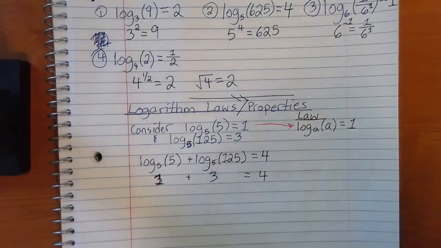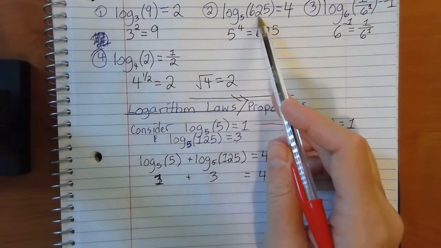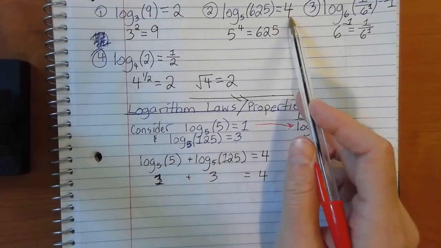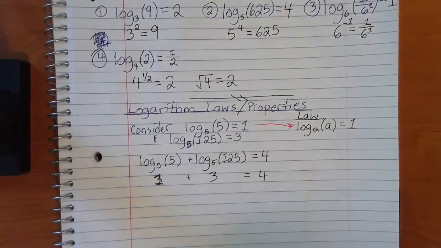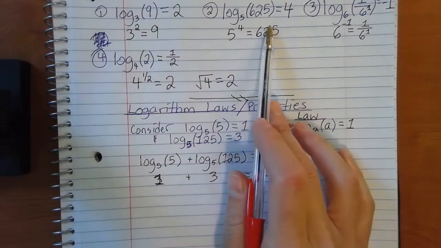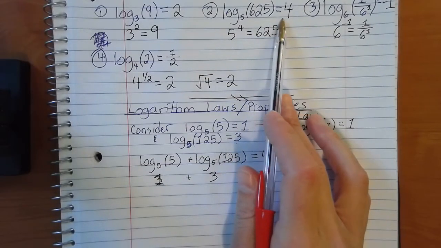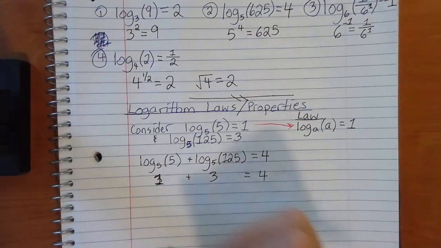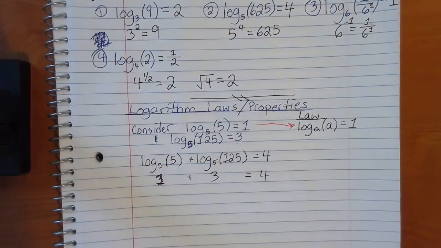Next, we have to look at the problem back up at the top. We can see the log base 5 of 625 equals 4. We know this logarithm addition also equals 4. So based on that, if both of these added together equal 4 and this log base 5 of 625 equals 4, that means they're equal to each other.